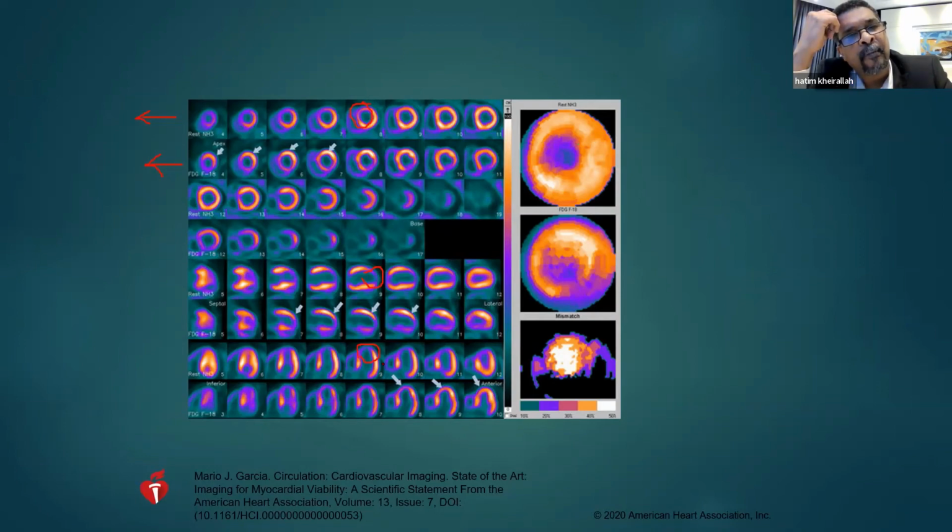The most specific. Specific means low false positive. Meaning there is no way you miss it. If you say that this is viable, it's likely it's viable. It cannot be a false positive.